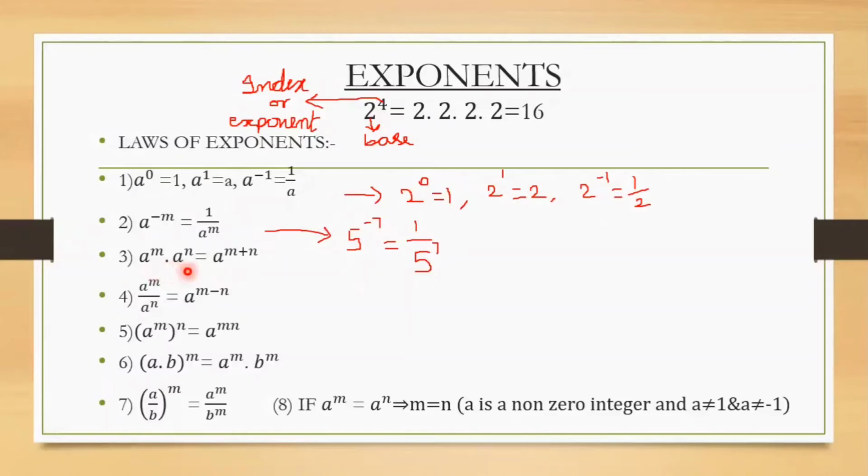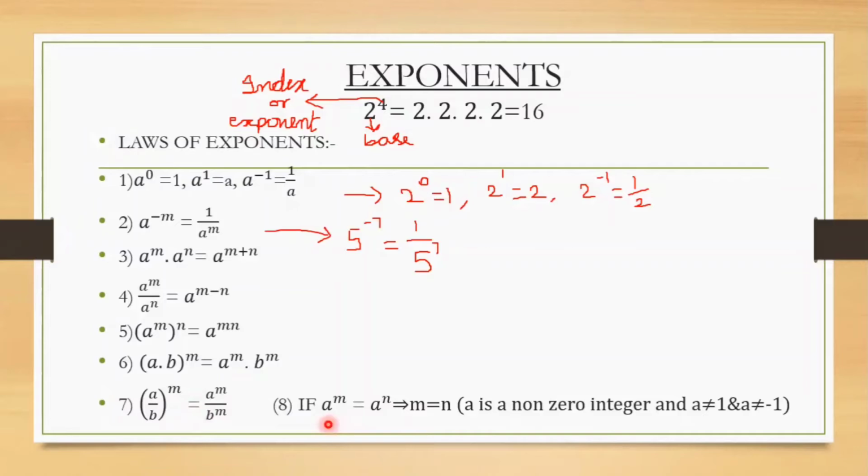Here is the law of multiplication: a to the power of m into a to the power of n. When bases are equal, the powers should be added: a to the power of m plus n. It is the law of division: a to the power of m by a to the power of n is equal to a to the power of m minus n. It is the law of power: a to the power of m whole to the power of n equal to a to the power of m into n. It is the law of power of a product: a into b whole to the power of m equal to a to the power of m into b to the power of m. And it is the law of power of division: a by b whole to the power of m equal to a to the power of m by b to the power of m.